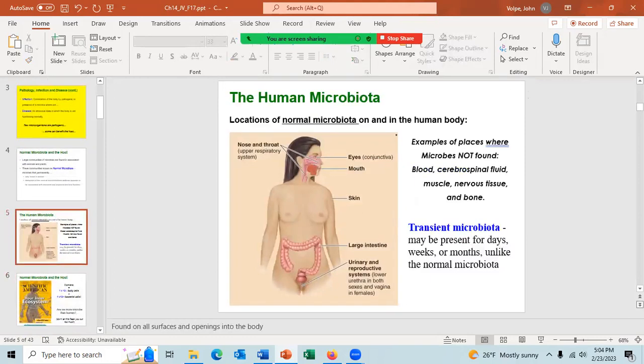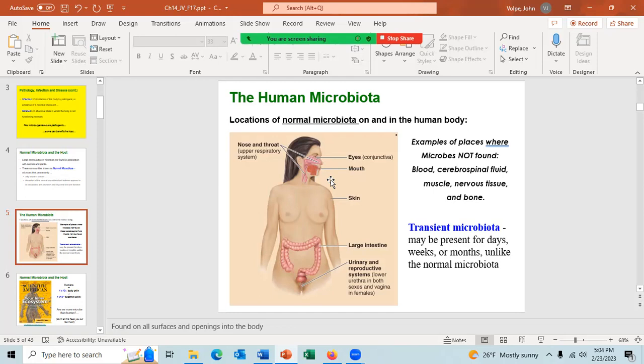The human normal microbiota is found in all of the mucous membranes that have an opening to the outside, like the mouth and down the gastrointestinal tract, all the way down to the anus. And actually, the normal microbiota in the intestine is very helpful for us in digesting our food. The normal microbiota is on the skin, in the eyes, and the mouth.